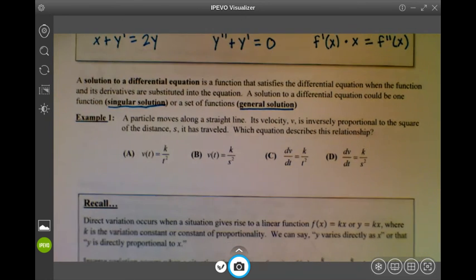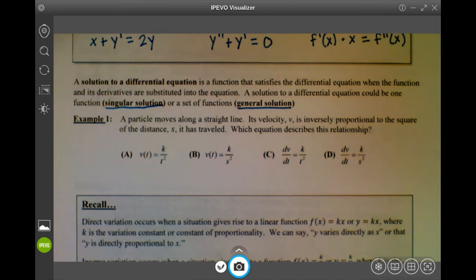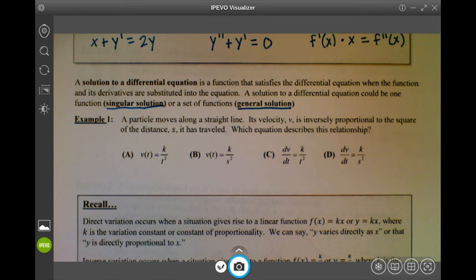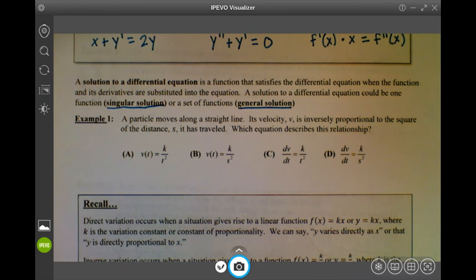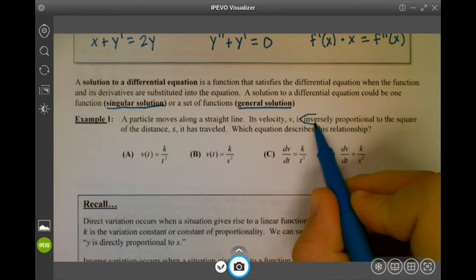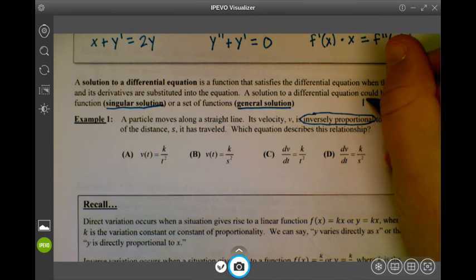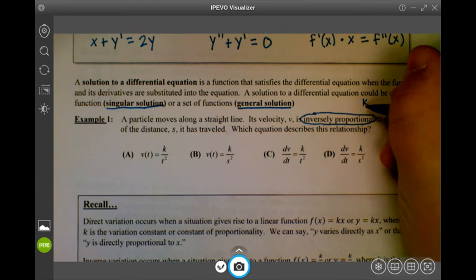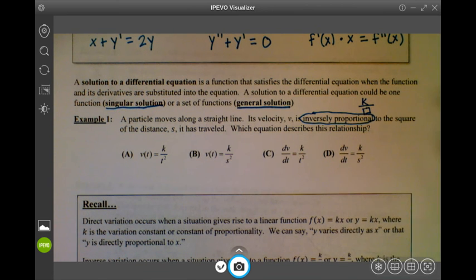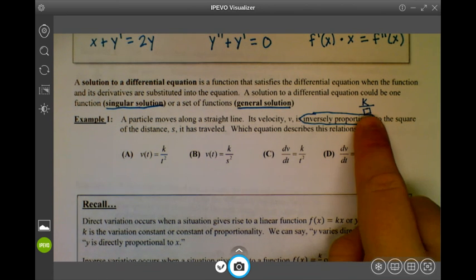All right, so here is your first example. A particle moves along a straight line. Its velocity v is inversely proportional to the square of the distance s has traveled. Which equation describes this relationship? And so looking at these multiple choice answers, inversely proportional means that there's some kind of constant, some kind of k, and that inversely means that your variable is in the denominator there. Whatever it's inversely proportional to, it goes in the denominator.